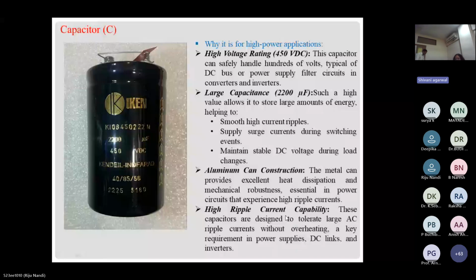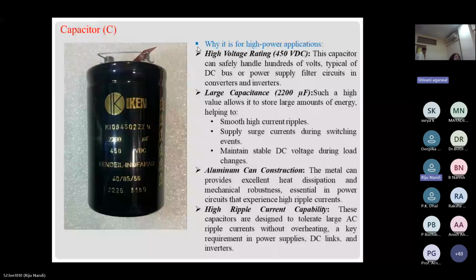Sir, can this type of capacitor be used for snubber circuits and protection circuits? No, snubber capacitors are different. For switch protection, you have to use a snubber circuit and snubber capacitor. I will show the snubber capacitor we have used also.